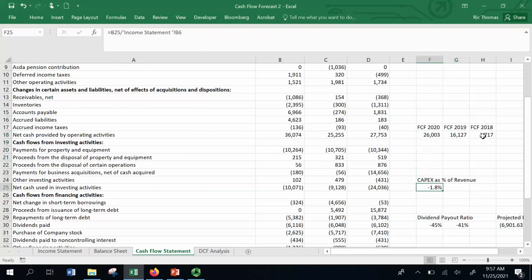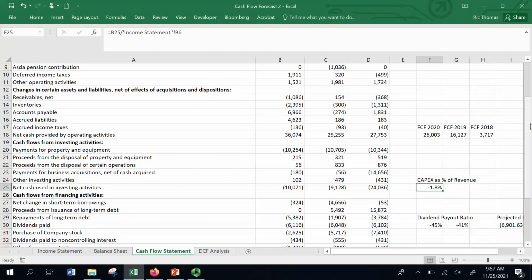My CapEx as a percentage of revenue, this is another thing. If I want to forecast next year's CapEx, I can take net cash used in investing activity. That's my CapEx basically. And I'm going to divide it by sales, just like I did with all the other ratios, right? I just take CapEx relative to sales. So I'm going to use that 1.8% number, and I'm going to multiply that times next year's sales to get my next year's CapEx forecast.